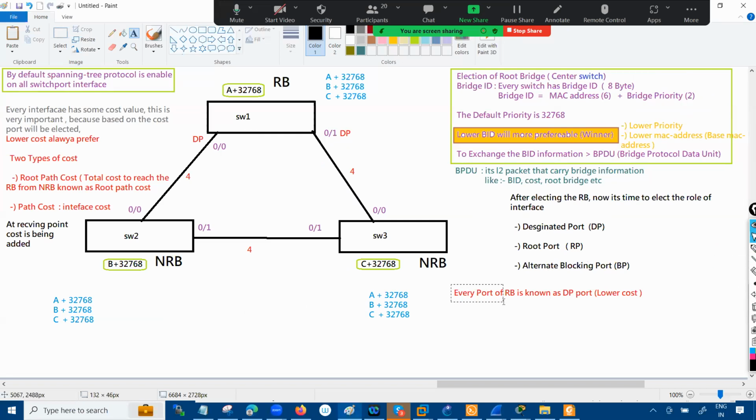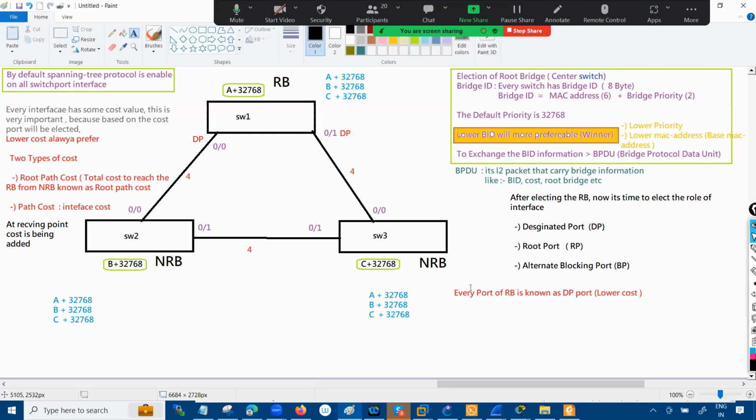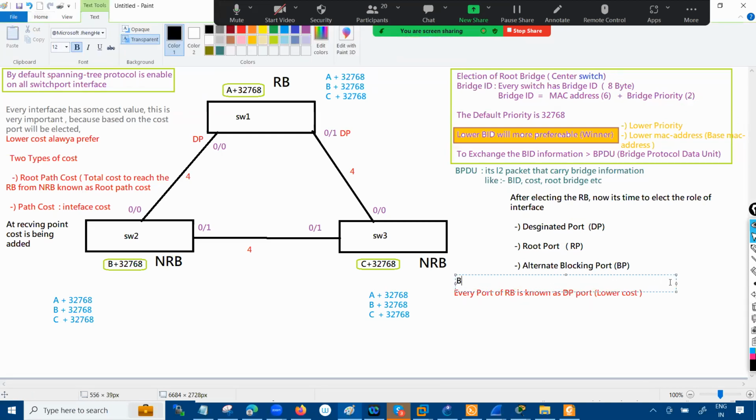So every port of the root bridge is a DP port because of the lower cost. Because when this guy advertises the BPDU, what will the cost be for this guy? 0. What is the cost for this guy? 0. The best port on the segment is known as a DP port. In simple language, the best port on the segment is known as a DP port.